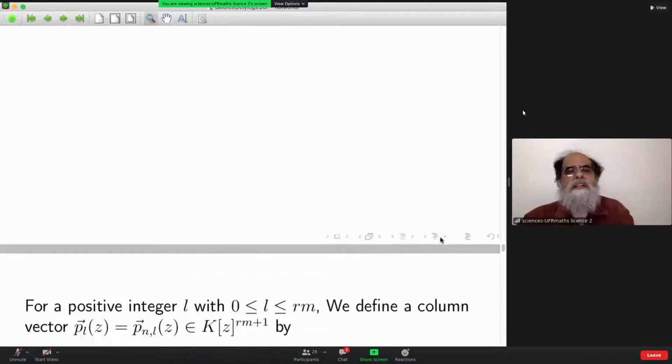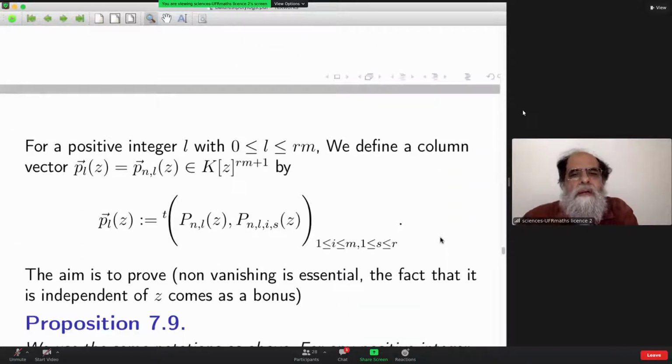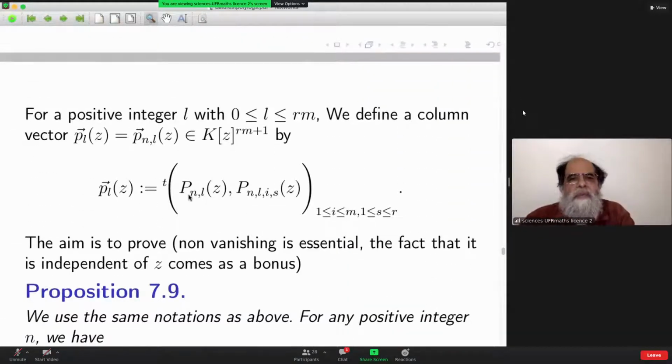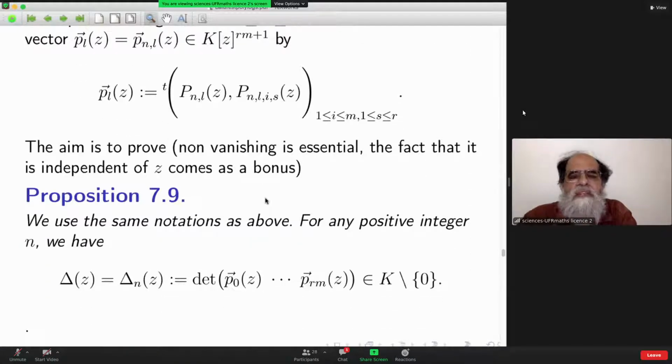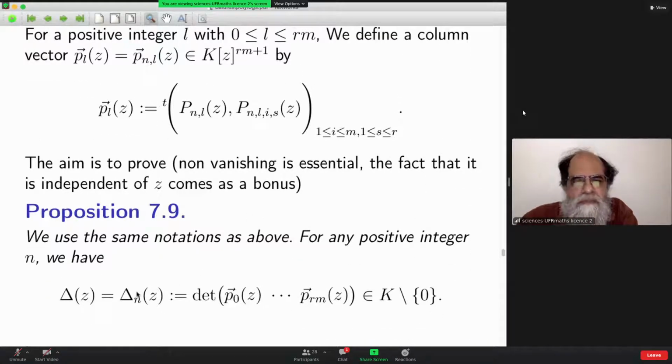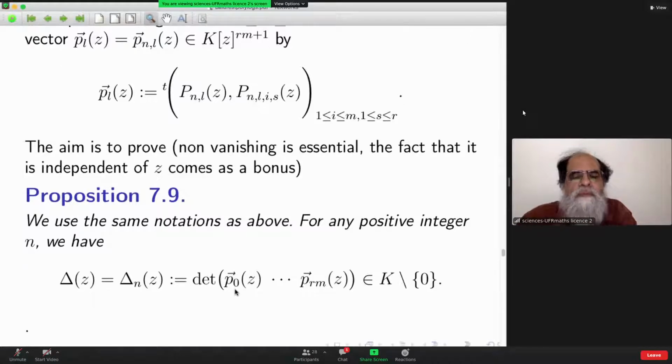So I go to the non-vanishing. So this is our matrix, PNL and PNLI. Okay, huge matrix. So the first thing to do, the first thing that I claim, is that in fact this is a constant number. It does not depend on Z. So how do you perform that?